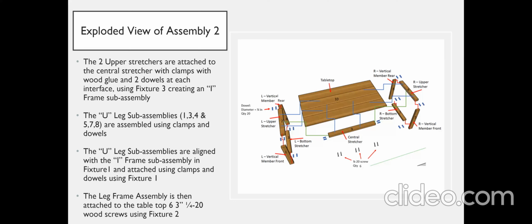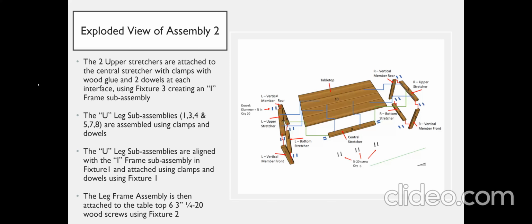Once all the subassemblies are meeting all the KCs, the final step will be to bring in the tabletop to the rest of the subassembly, and this is done with fixture 2. Next slide, please.